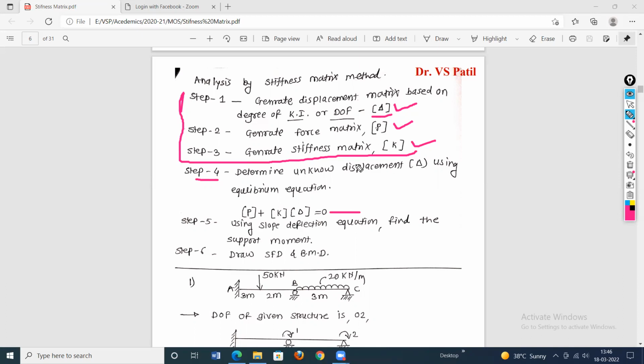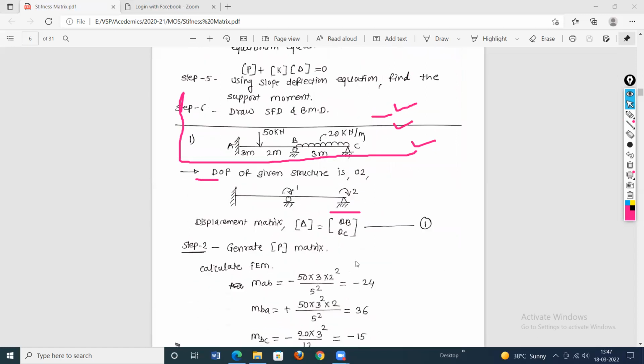Number 2 is the force matrix. In the force matrix, we determine the fixed moments. The fixed moments at the respective coordinates are the elements in the load matrix. And we know in the case of the stiffness matrix, the unit deformation is applied at the respective coordinates, and because of this, whatever the unknown forces are the elements in the stiffness matrix. In the example, we will see these particular steps in detail.